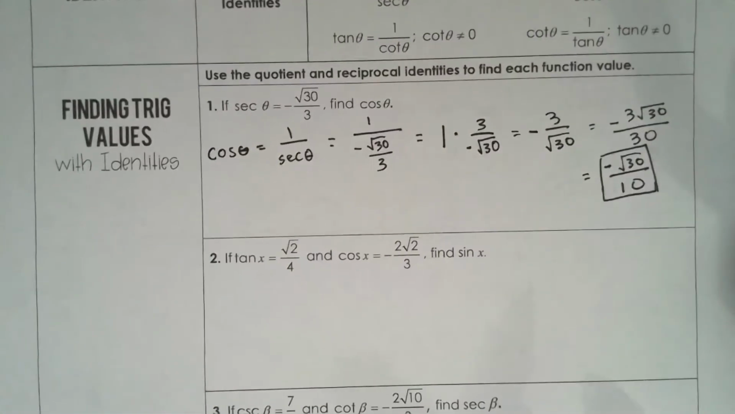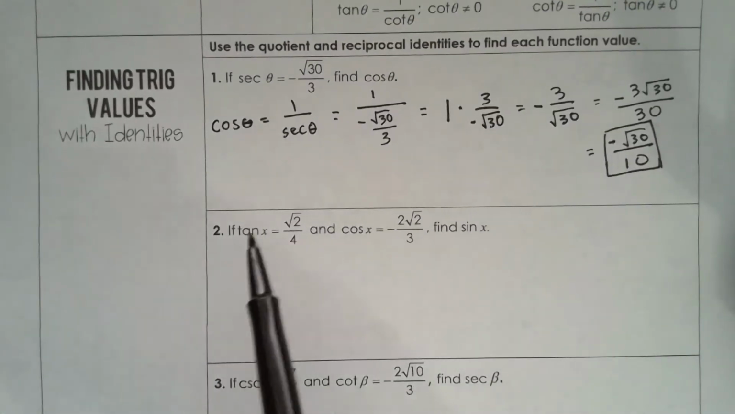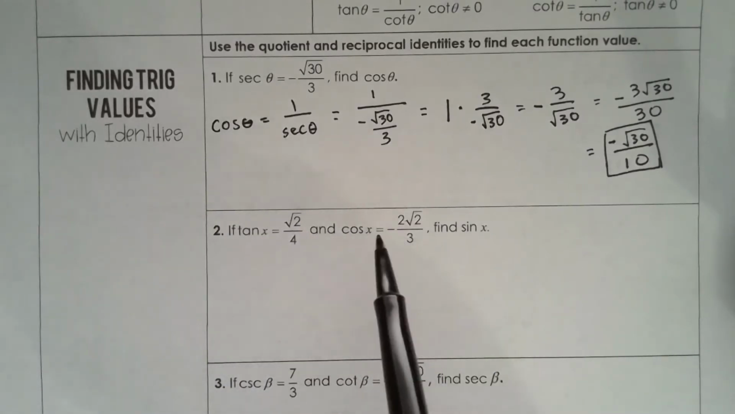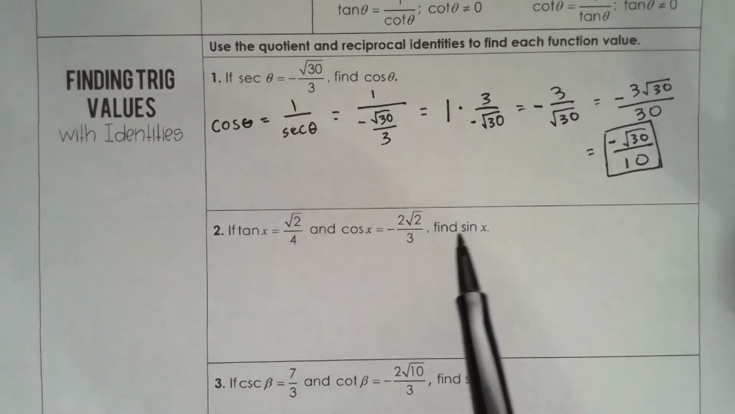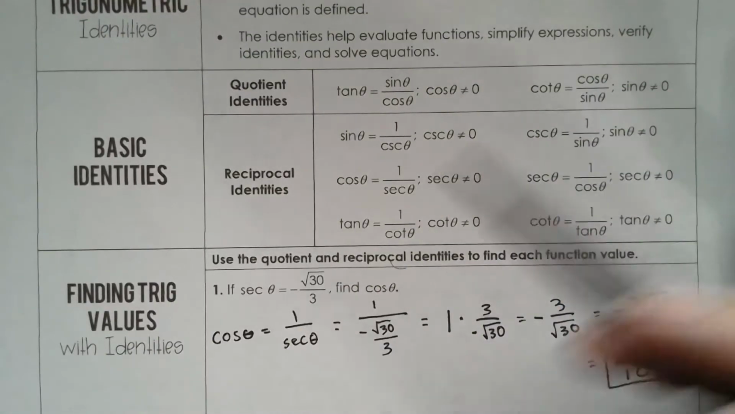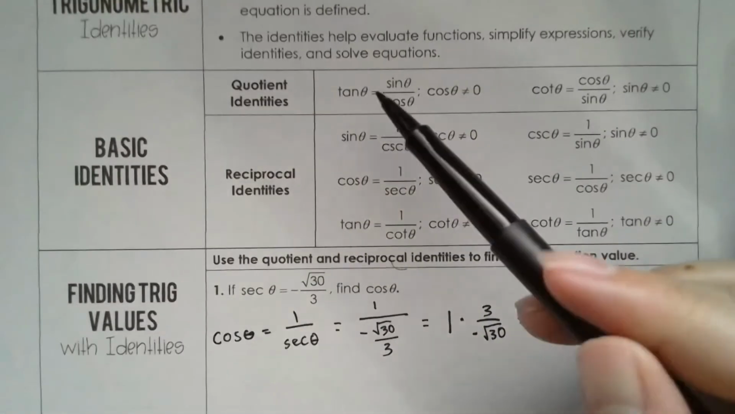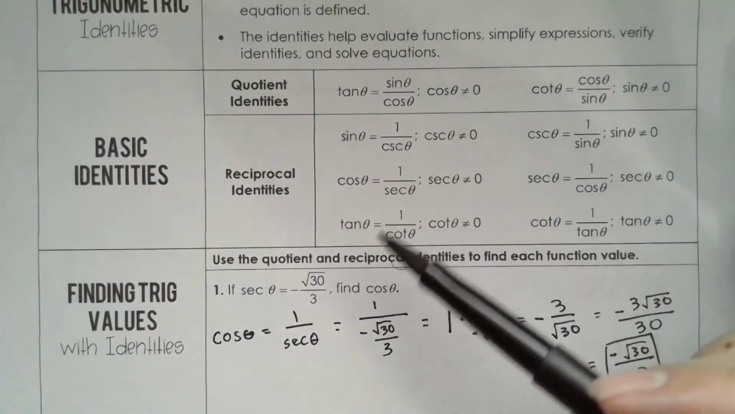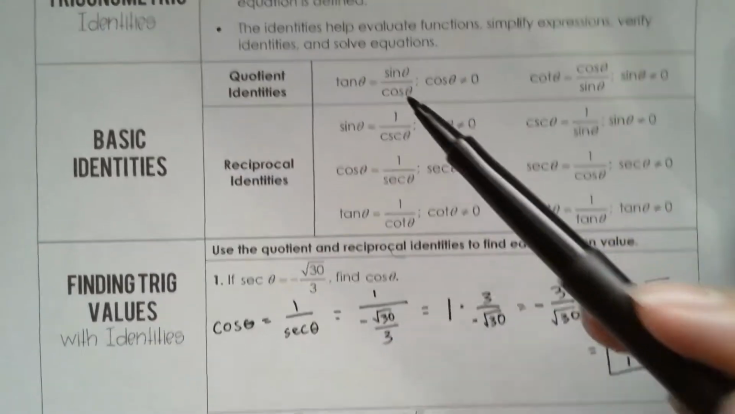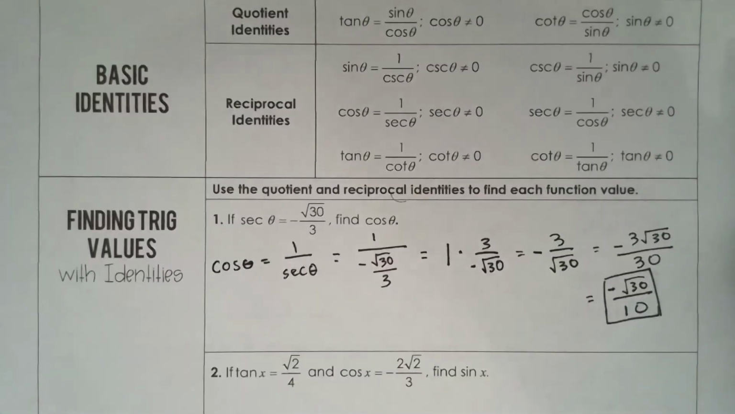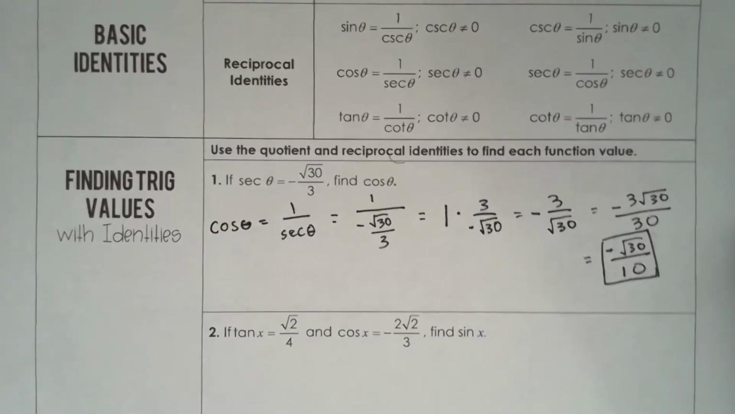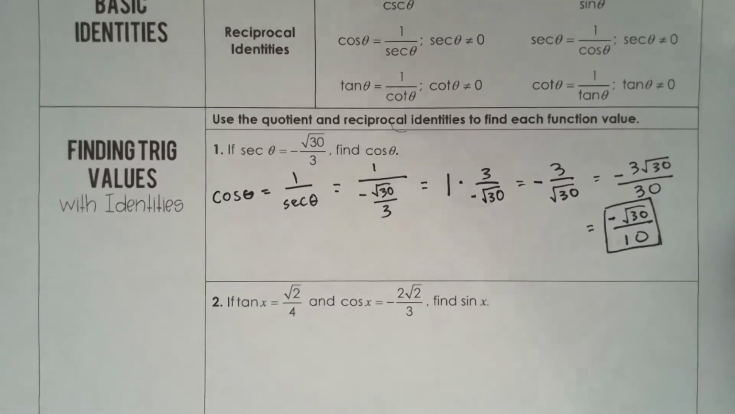If tangent x is square root 2 over 4 and cosine x is negative 2 square root 2 over 3, find sine of x. So I look at my tables here of identities. I have tangent theta here, 1 over cotangent, and I also have tangent theta here, sine over cosine. The hardest part of these identity problems is just identifying which one it is you want to work with. You might not get it right the first time, but that's okay.